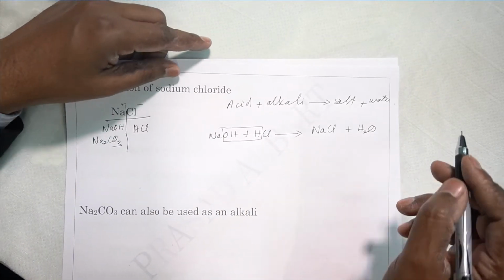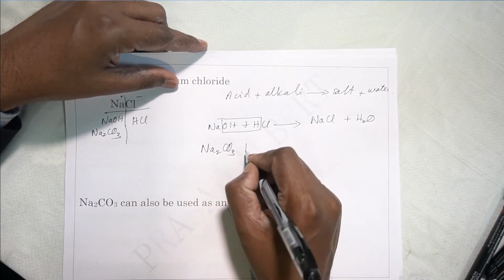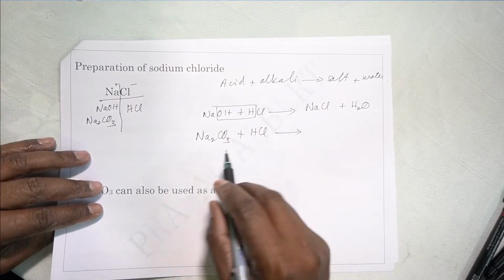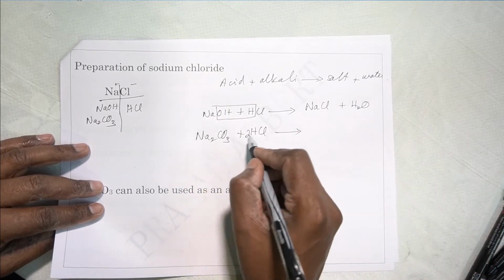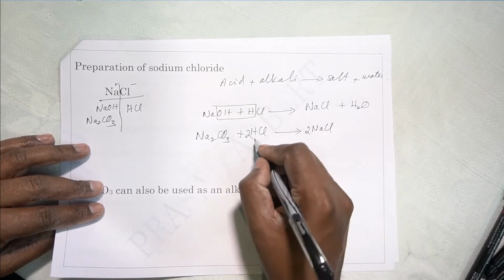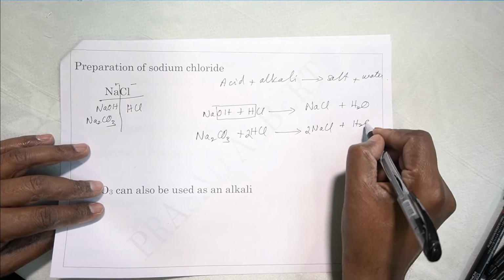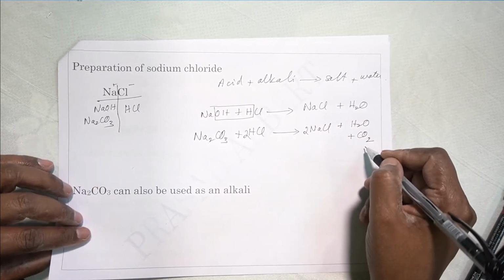Now suppose you use the other alkali, sodium carbonate, Na2CO3 plus HCl. As we see here, there are two sodium ions, so two hydrochloric acid molecules are required. So we have the reaction giving 2NaCl, sodium chloride, and H2O, water, and carbon dioxide gas. So these are the products formed in this case.